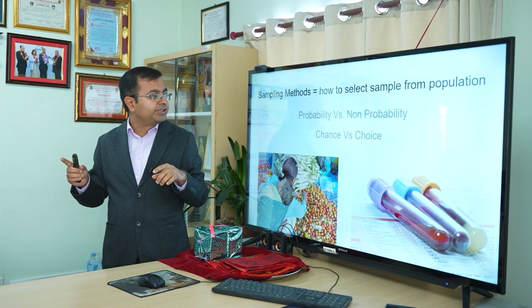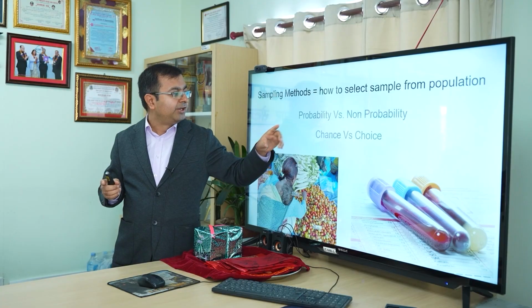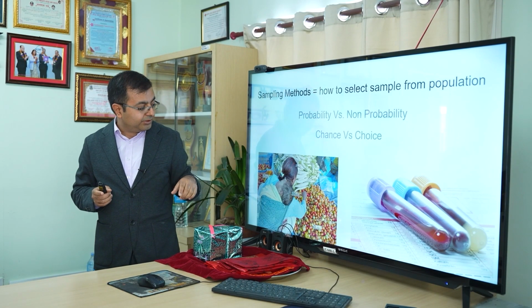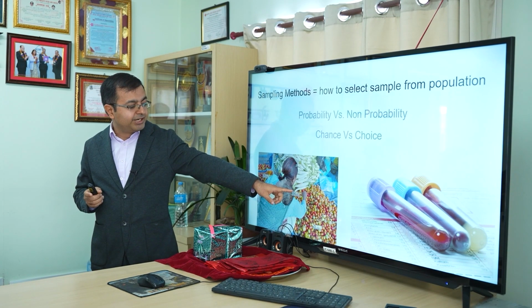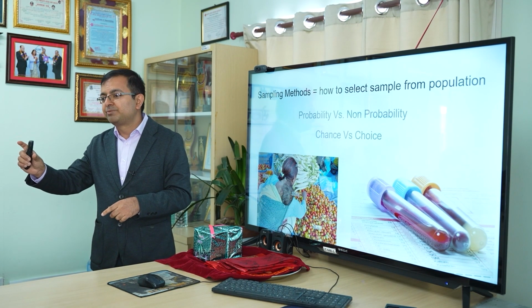There are two methods of doing sampling. One is probability, one is non-probability. It is jargon, but probability is like chance and non-probability is choice. So she is taking by choice. The blood which is going into the vial is by chance.